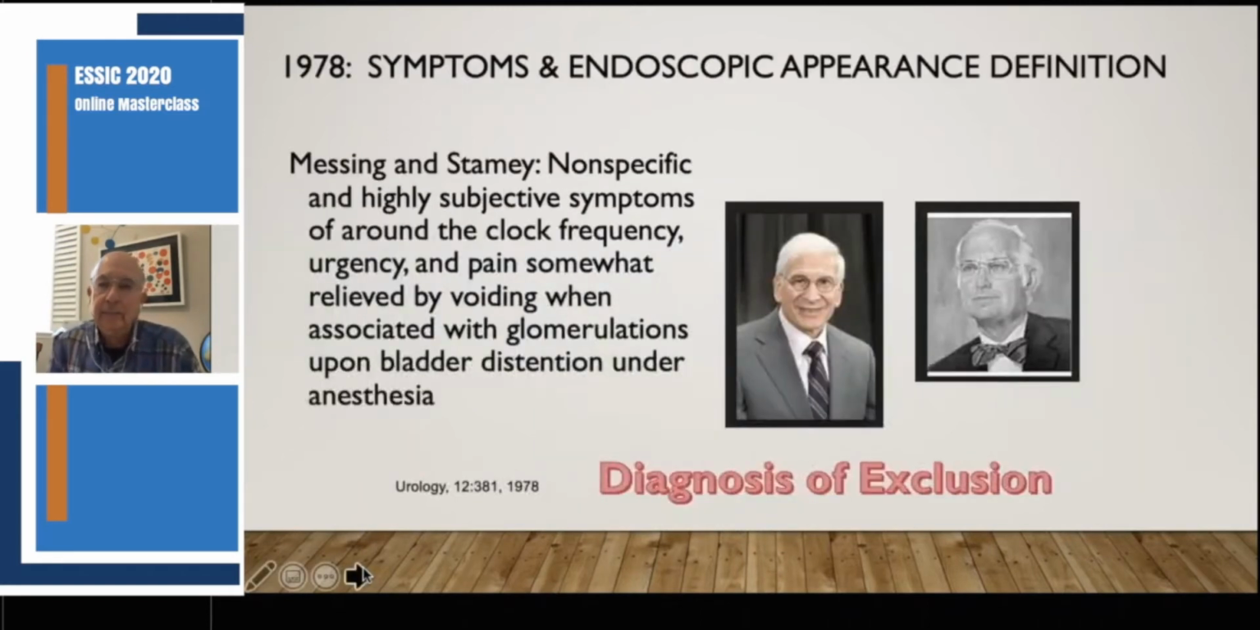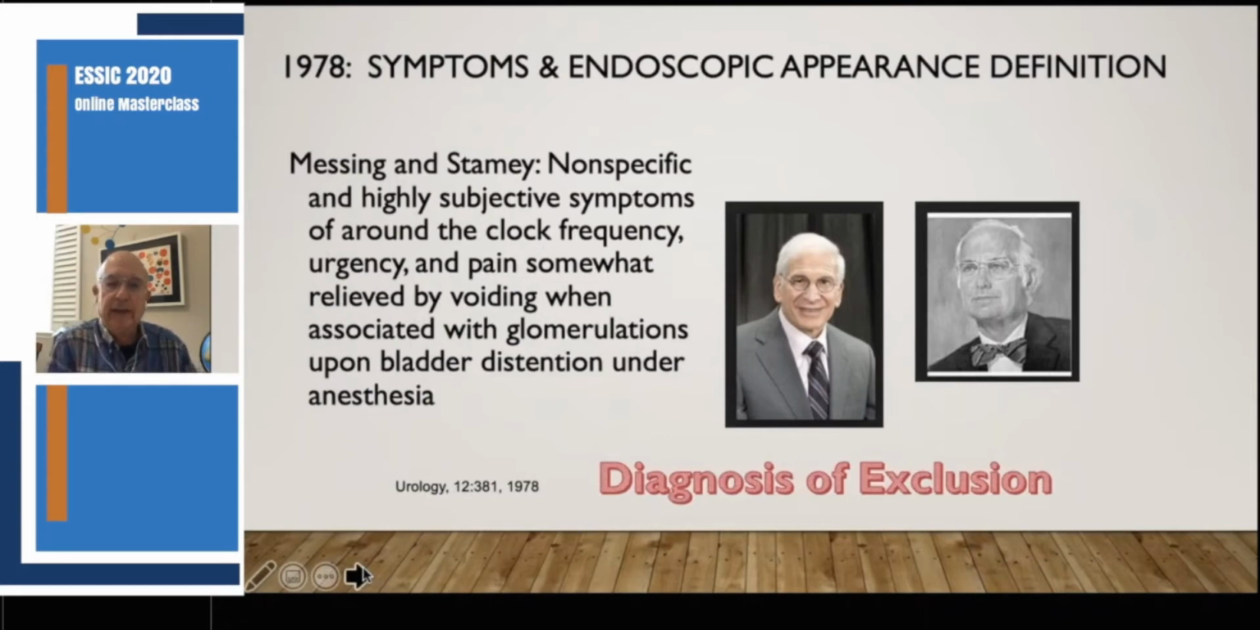That same year, a paper was published by Ed Messing and Tom Stamey from Stanford that led us off on what I would say is the wrong track for 4 decades. And they described non-specific and highly subjective symptoms of around-the-clock frequency, urgency, and pain, somewhat relieved by voiding when associated with glomerulations upon bladder distension under anesthesia. And this was the diagnosis or the definition of interstitial cystitis.